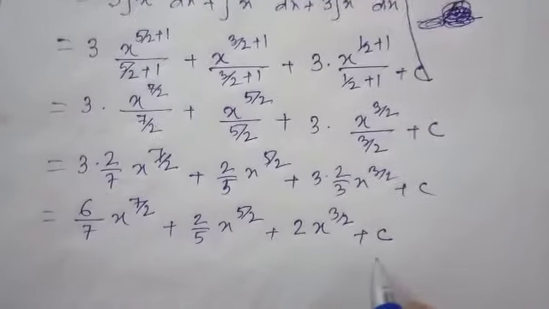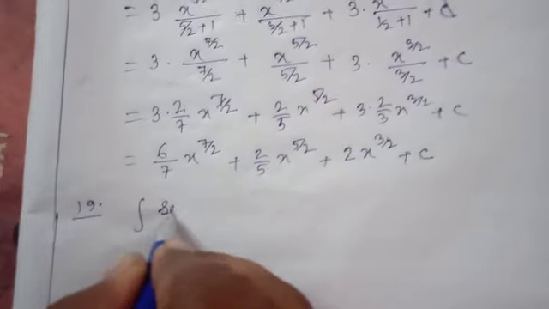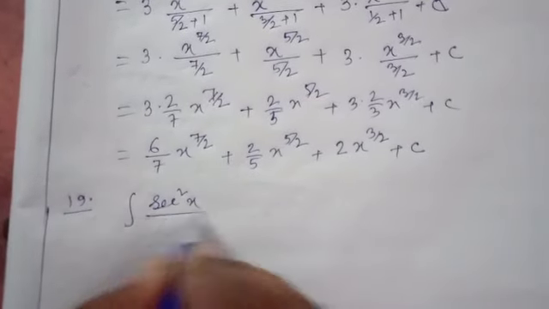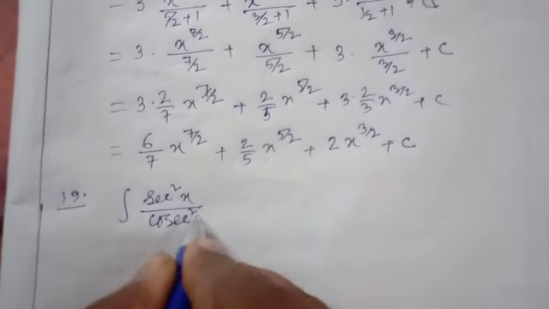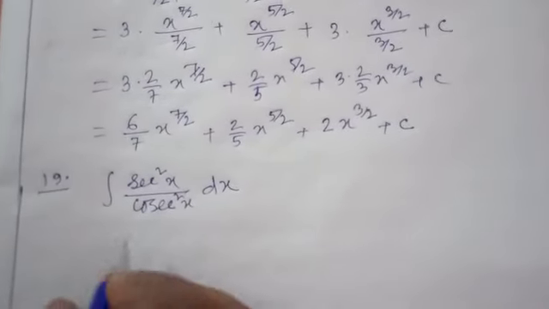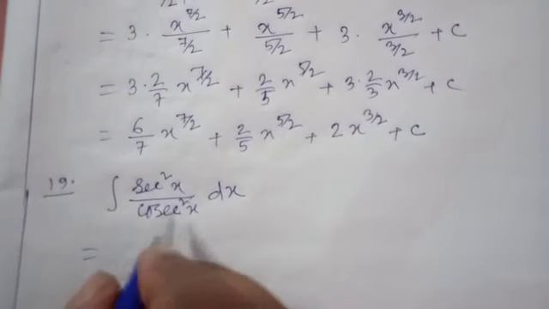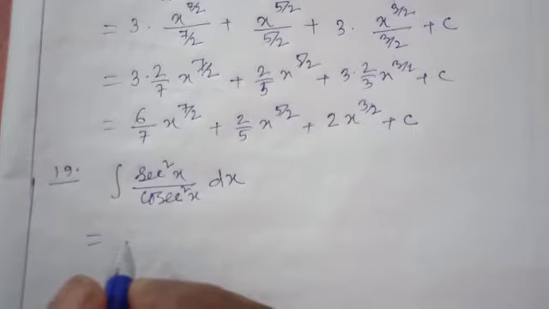This is your answer. Next, question number 19. Integration of sec square x by cosec square x dx. So how you solve it? You don't know that type of integration formula. So how you solve it?